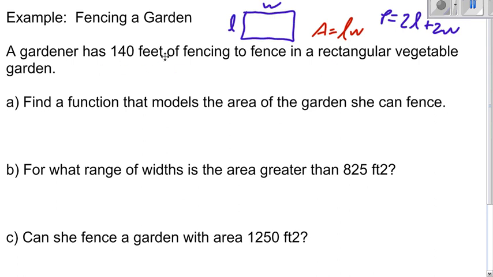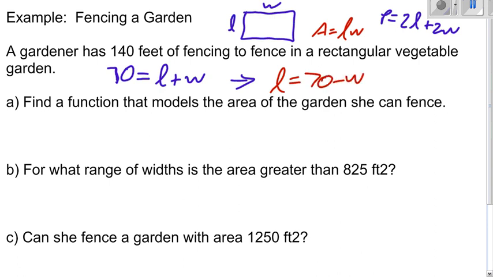So since there's 140 feet of fencing, that means that's the perimeter, that's what you can go around. So since these are both doubled, let's just look at half of that, 70. 70 feet has to go halfway around, so that has to be the length plus width. We can rewrite that. Since our next parts of the example talk about width, we want to solve for length so that width is left in the equation. So we want length equals 70 minus width.